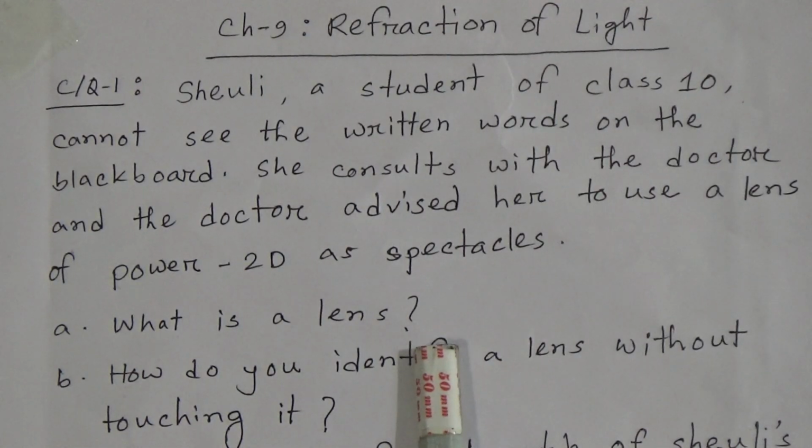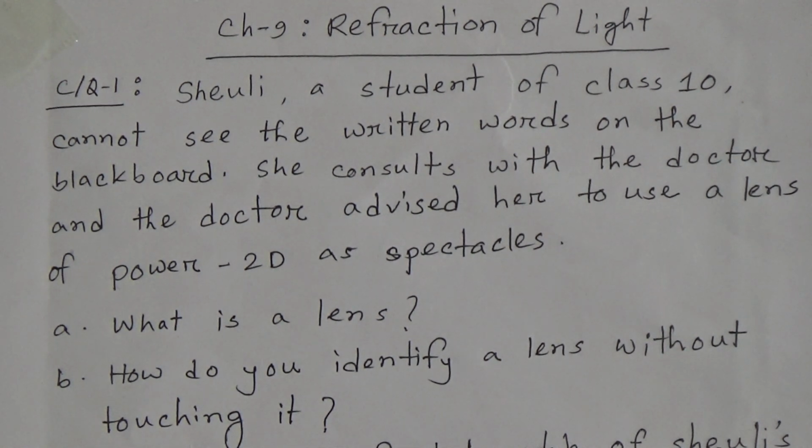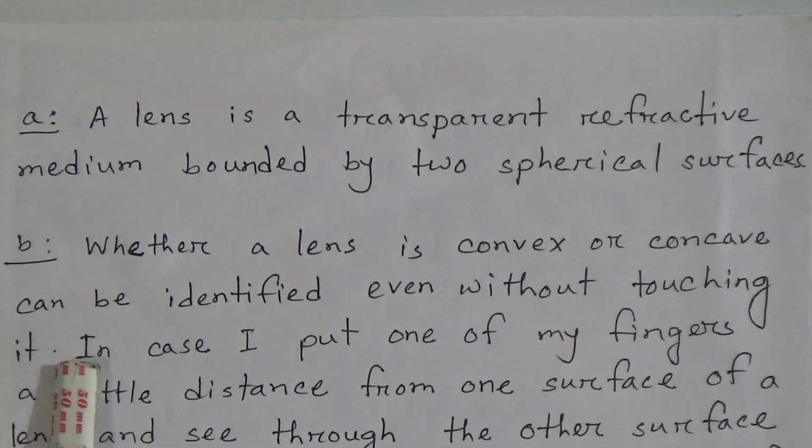Question A, what is a lens? My dear students, a lens is a transparent refractive medium bounded by two spherical surfaces. Question number B, how do you identify a lens without touching it? My dear students, the answer is that whether a lens is convex or concave can be identified even without touching it.